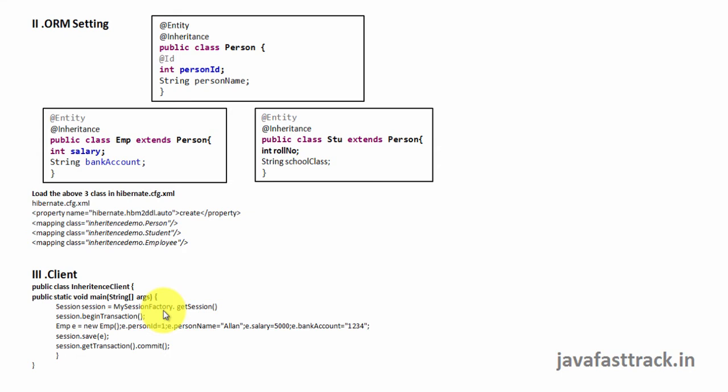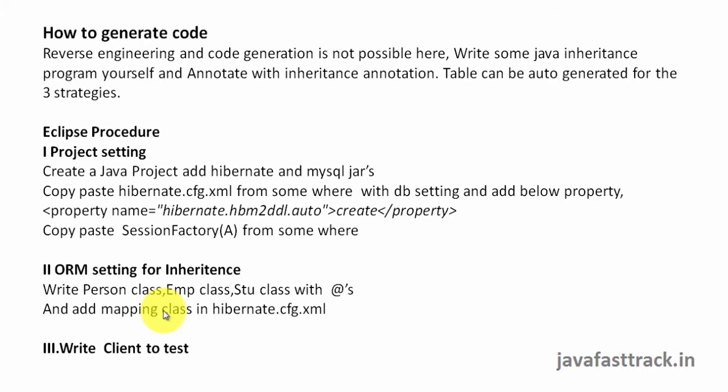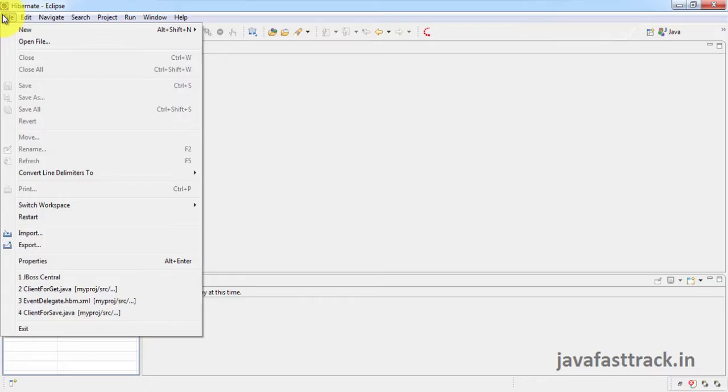Now I'll open Eclipse and put these files as per the procedure. What I told, you put the files in Eclipse and make the code running in Eclipse. It's a very simple thing to do. Now I know step 1, that is to create the project, adding jar files, having the Hibernate configuration file and session factory.